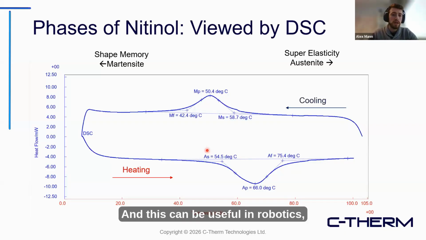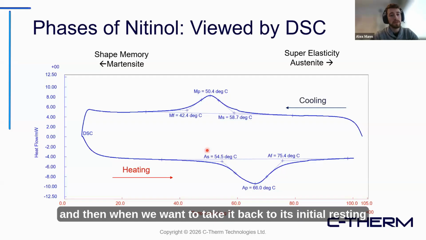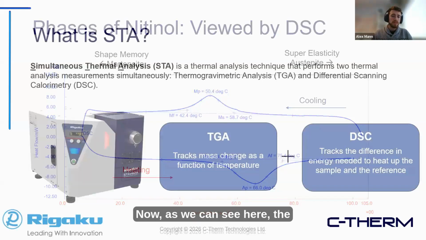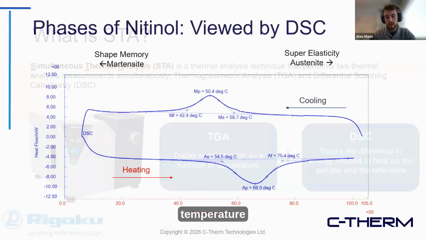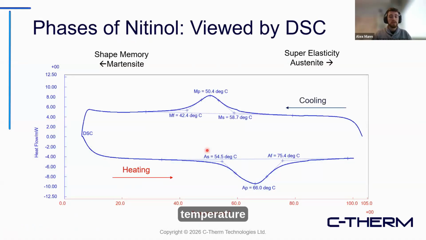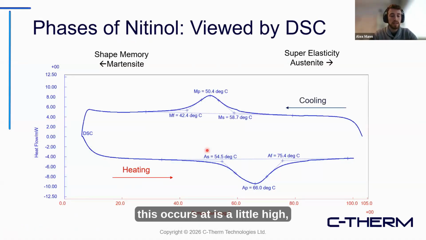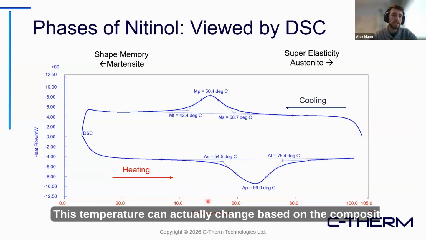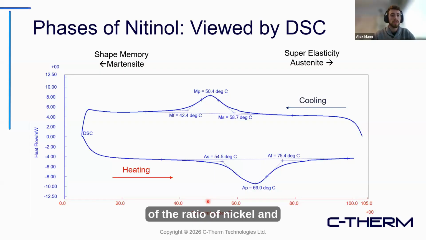This can be useful in robotics because we can have the hand or any other part be deformed, and then when we want to take it back to its initial resting state, or reset it, we can heat it up and it'll snap back through its shape memory effect. Now, as we can see here, the temperature this occurs at is a little high, anywhere between 40 to 60 degrees Celsius. This temperature can change based on the composition ratio of nickel and titanium.